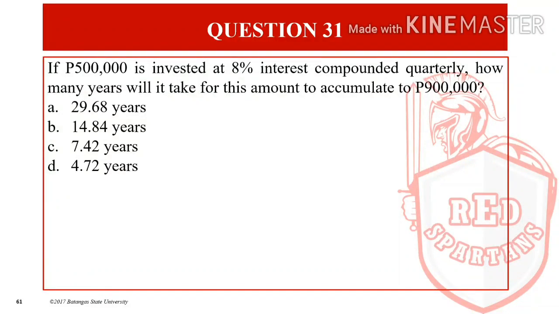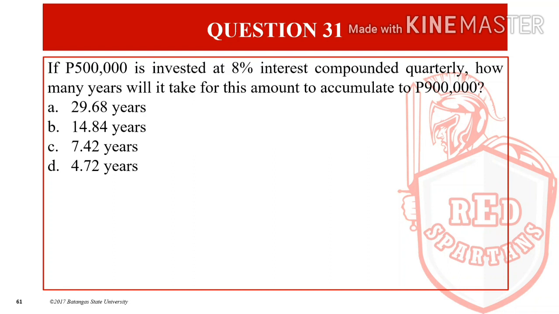Question number 31. If 500,000 pesos is invested at 8% interest compounded quarterly, how many years will it take for this amount to accumulate to 900,000 pesos? Letter A, 29.68 years, B, 14.84 years, C, 7.42 years, and D, 4.72 years.